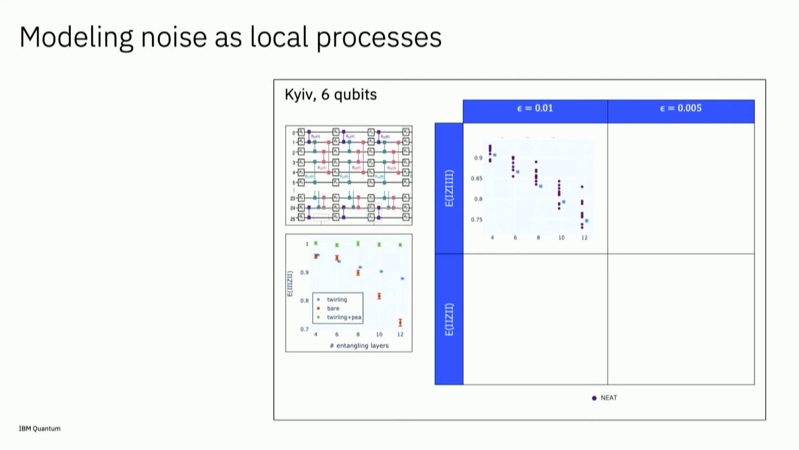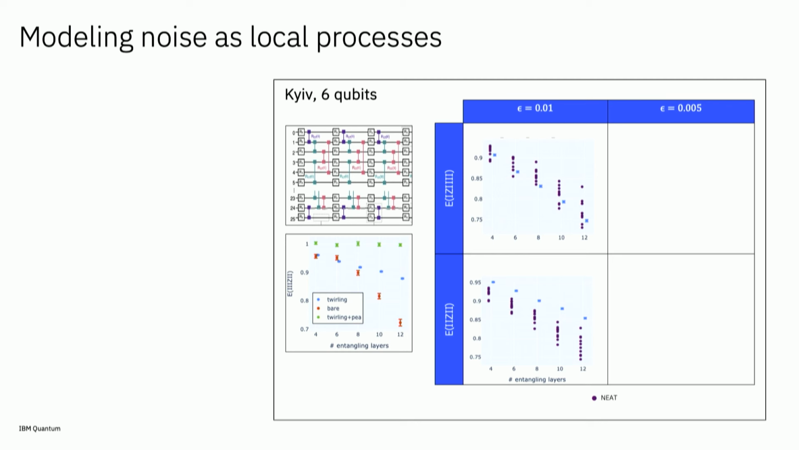You see that for each number of entangling layers, we run NEAT 10 times. The fluctuations you see are due to the probabilistic nature of the simulations. What we see here is that the purple dots, which are the NEAT dots, follow the twirling dots. And this is super nice. Oh, sorry, I forgot to mention that we're looking at expectation values of single-Z observables. So that was one observable.